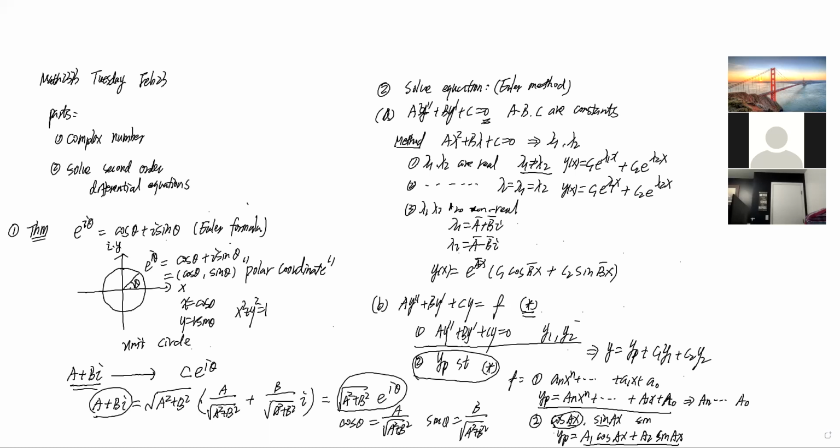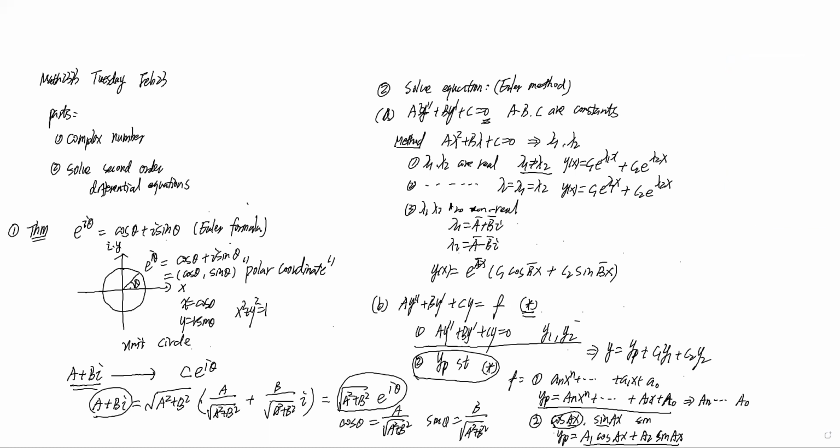So let's move on. I want to stay on the same page. Case 3: if f is e^(a-bar x). Sorry, a bar. This a bar has no relation with the a, b, c in this equation. If it's like this, you have to assume the solution yp is A1 e^(a-bar x) and try to determine A1.